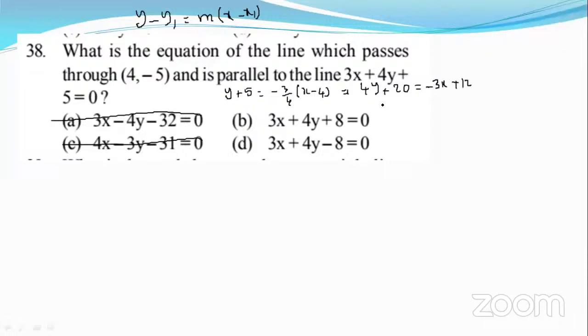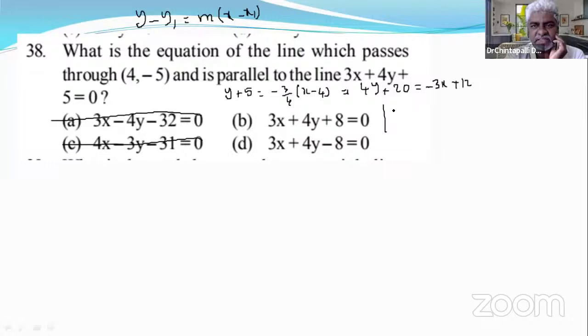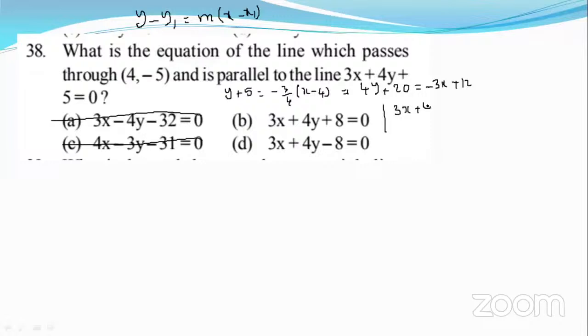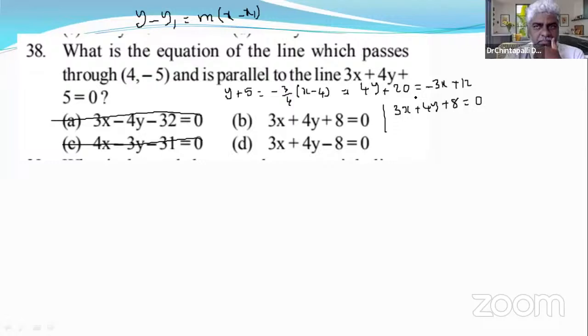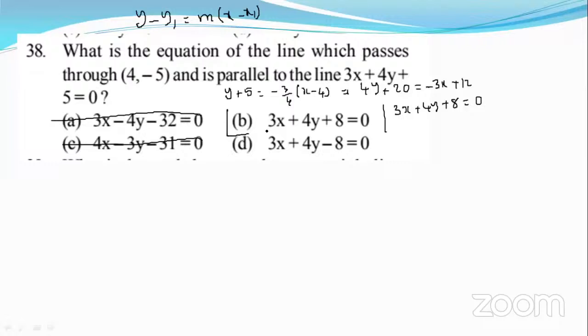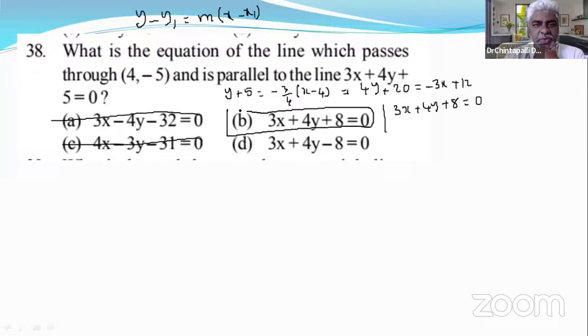Bring those terms to the left-hand side: 3x plus 4y equals negative 20 plus 12, that is minus 8. So 3x plus 4y plus 8 equals 0. Option B. Yes. Now let us learn a new method to solve such sums.